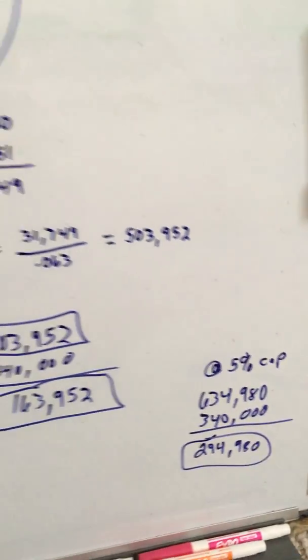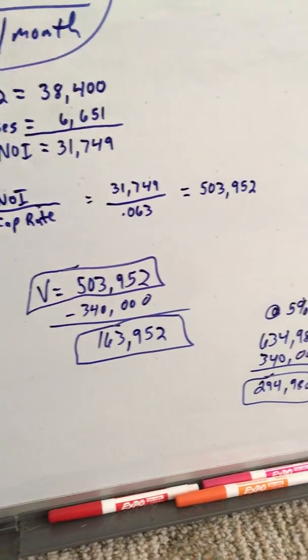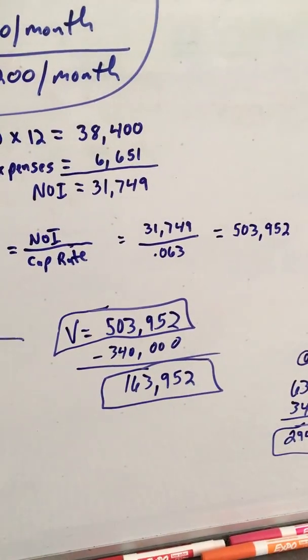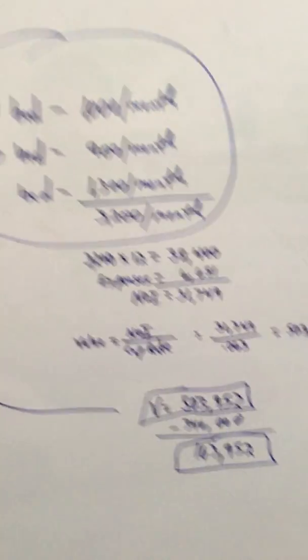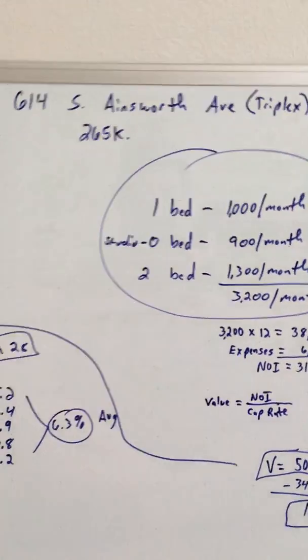So you can see very quickly in an appreciating market how you can make a lot of money or more money simply by stabilizing the property and getting renters in there. And well, there you go. All right.